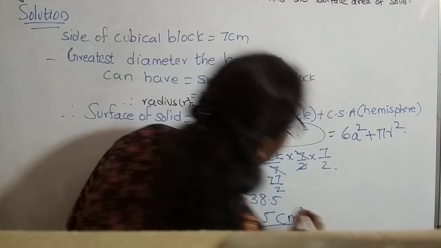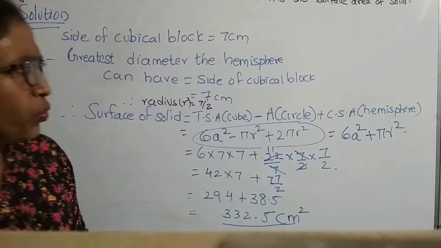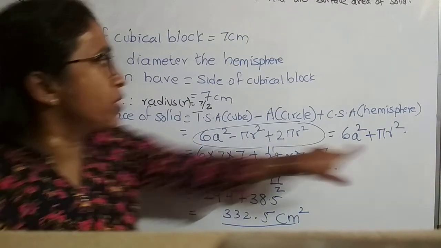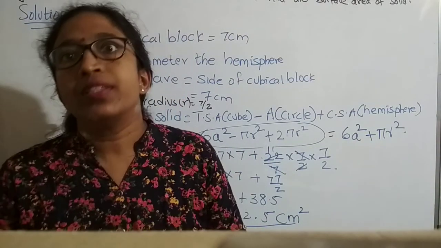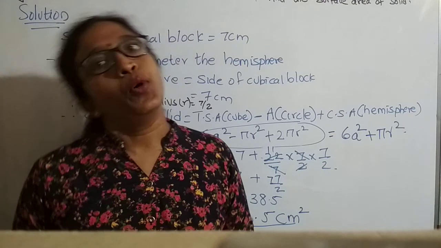Finally, it is this. I just overlooked here. See, plus 2 pi r square minus pi r square. So the moral of the story, never skip the steps. Okay. So thank you. I hope you have understood this.